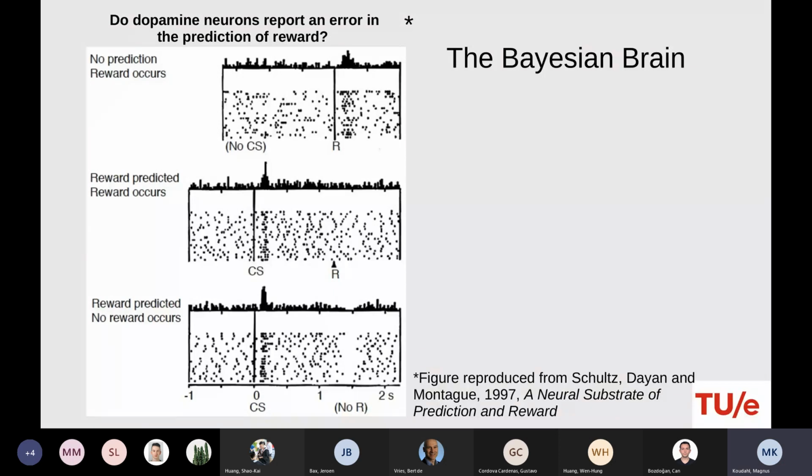There are a couple of ways to interpret this data, but the really elegant one these guys came up with is that they interpret it in terms of prediction error. That is, what these neurons are reacting to is not the value, it's not the reward itself. It is deviations from what is predicted by the model that the rat has inside of its head.